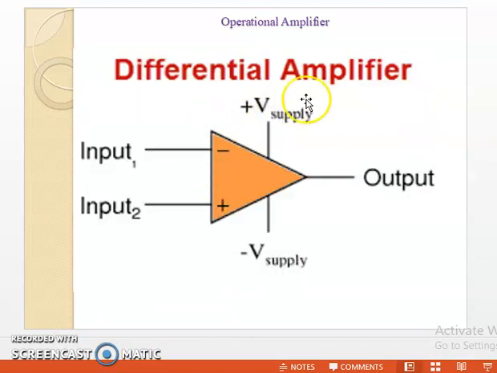So a differential amplifier is nothing but an operational amplifier. Here two inputs, input number 1 and input number 2, are shown, along with the positive supply, high voltage supply, low voltage supply, and this single-ended output. This is one of the schematic symbols of differential amplifiers. This is the non-inverting input, this is the inverting input. Plus 1 is shown as non-inverting, minus 1 is shown as inverting input.